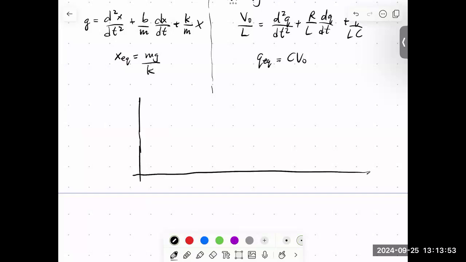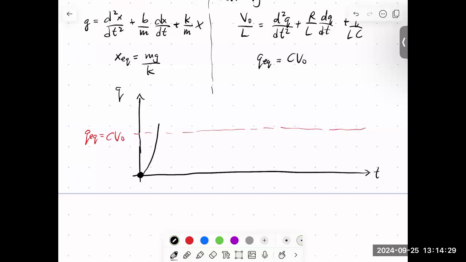Let's do it this way. If this is T and this is the charge Q, if we start with an uncharged capacitor, we expect that initially Q will equal 0, of course, if it's uncharged. But then after a long time, we'll reach this Q equilibrium, which is somewhere over here. Q equilibrium is CV naught. This thing will oscillate about that equilibrium, and those oscillations will decay away.